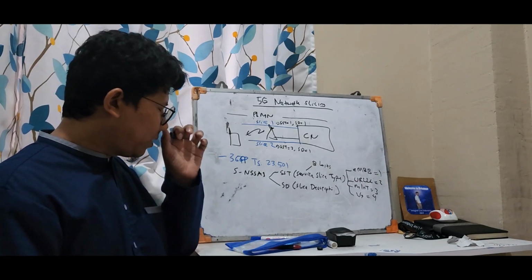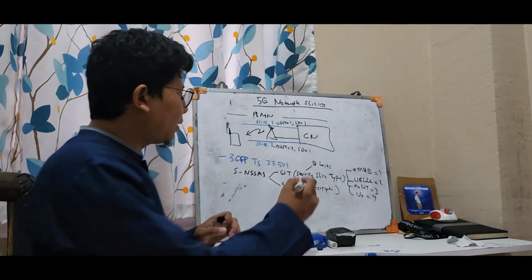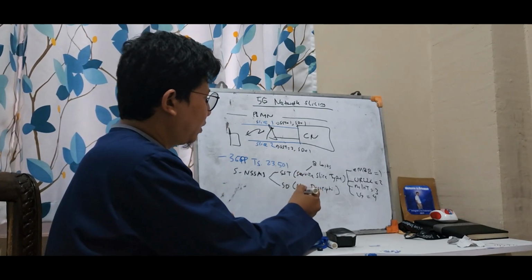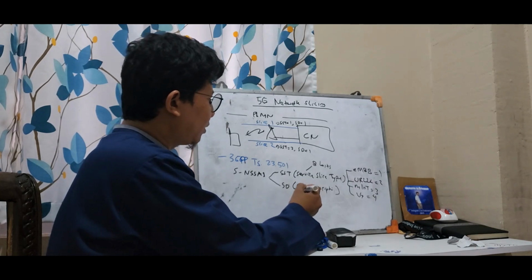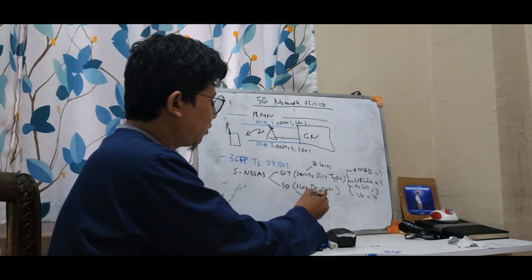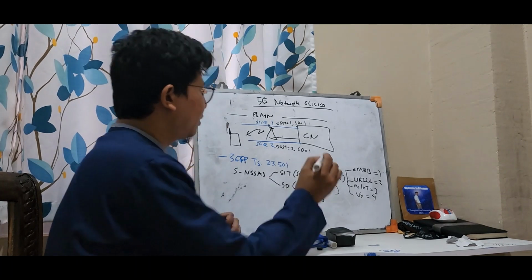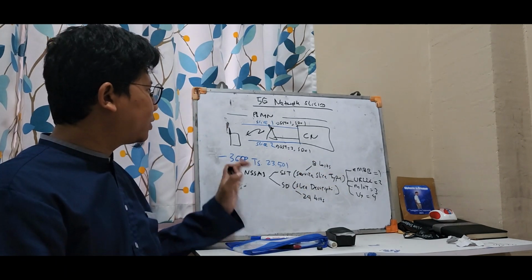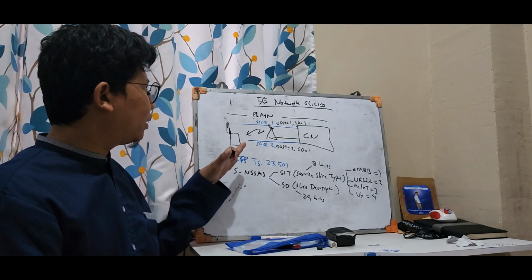And the slice differentiator is optional. You can put any numbers, but this is defined as about 24 bits. Okay, so this is about the definition in the slice.